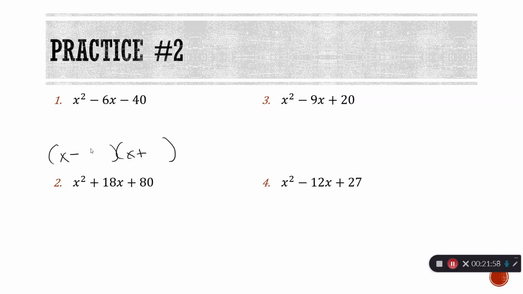I think it's going to be negative 10 and 4. Negative 10 plus positive 4 is negative 6. Okay, next one. Positive, same signs. Positive b means they're both going to be positive. So 10 times 8 will definitely give me 80, and 10 plus 8 gets me 18. There we are.